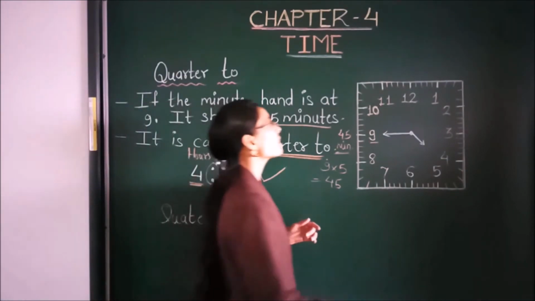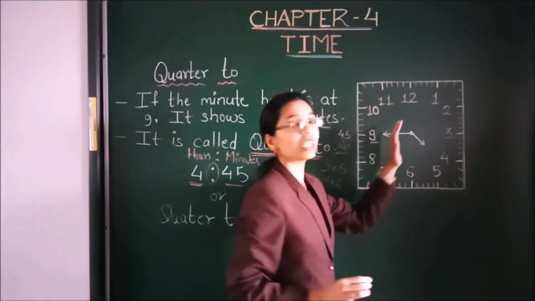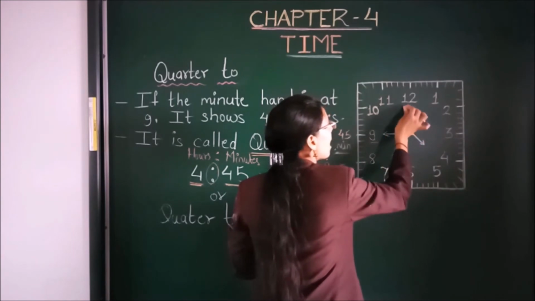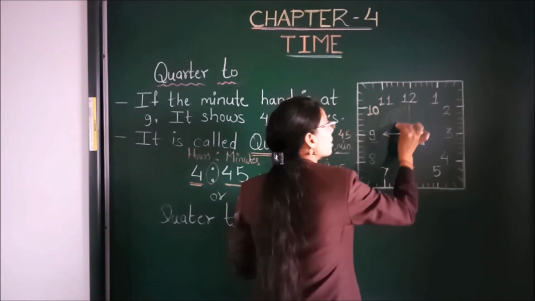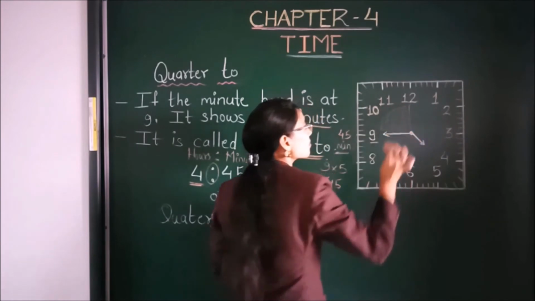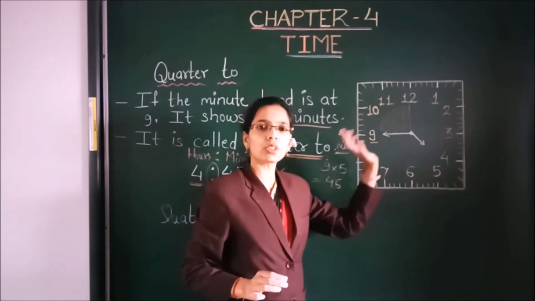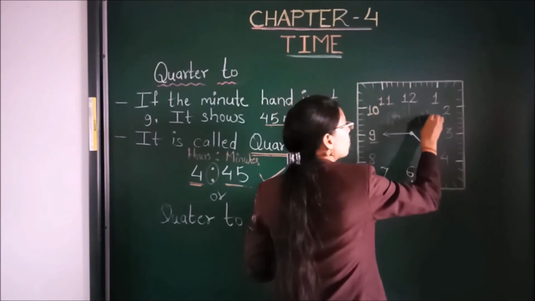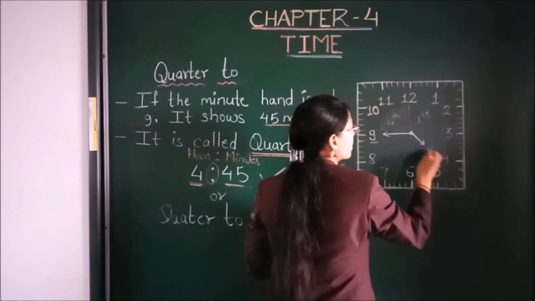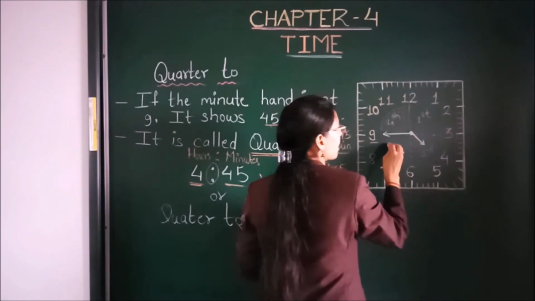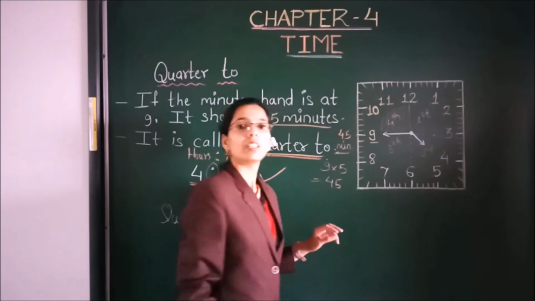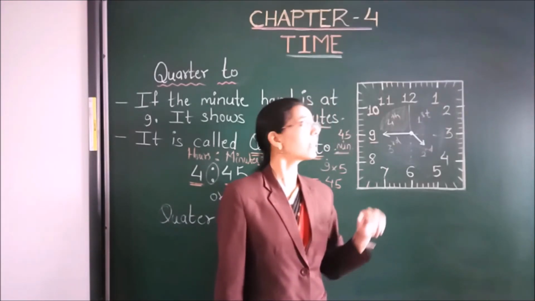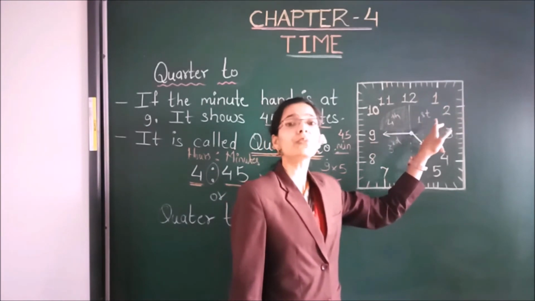Now children, look at here. If we divide this clock into 4 equal parts, this part is our fourth quarter. This is the fourth quarter and this one is first, this one is second, and this one is third. Children, we have learned already that quarter past is used for the first quarter.